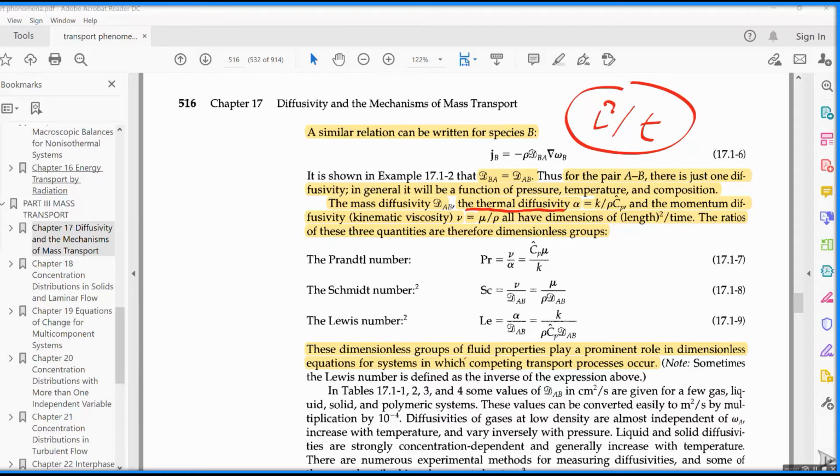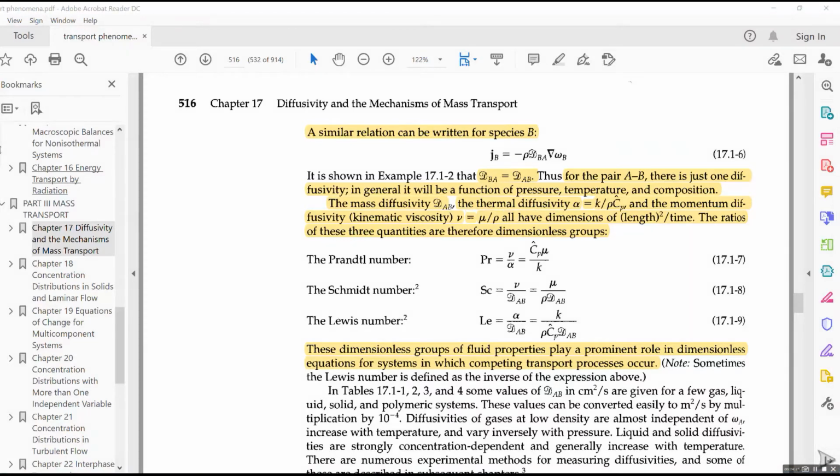These dimensionless groups of the fluid properties play an important role in the dimensionless equations of the system. Let's say you have some reactor and you derive the momentum, energy, and mass conservation equations for your reactor. You can write all these equations in dimensionless forms and see the effect of the important concepts by defining these Prandtl, Schmidt, and Lewis numbers.